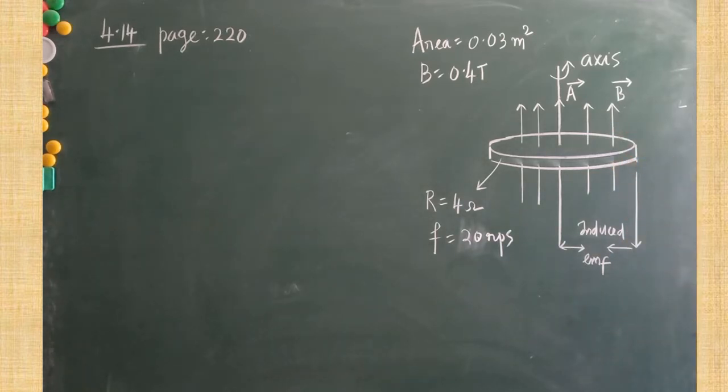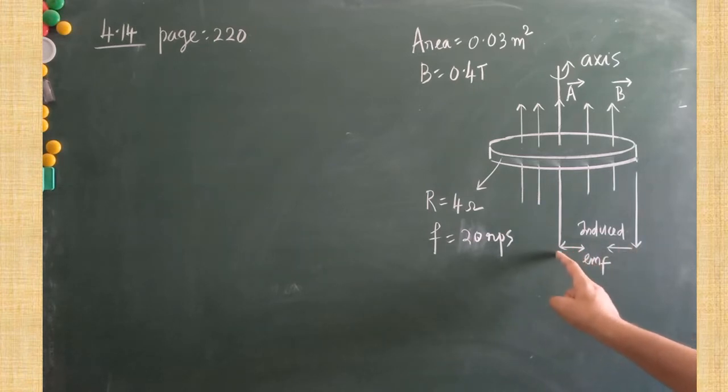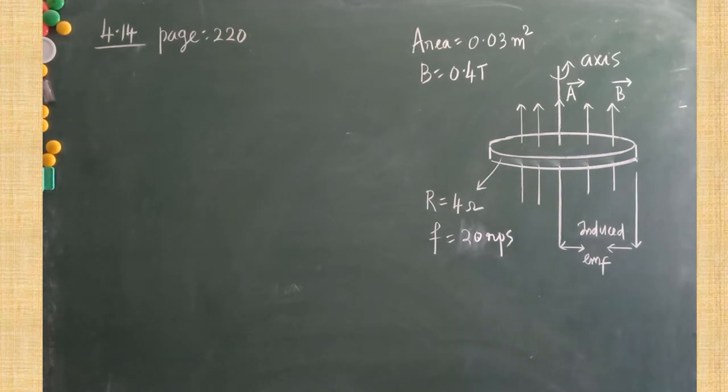You are asked to find the induced current and the induced EMF generated in the circular disc. You are asked to calculate the induced current, and also how much induced EMF is created across the axis and the rim. So first you have to understand the problem, later we will work it out.